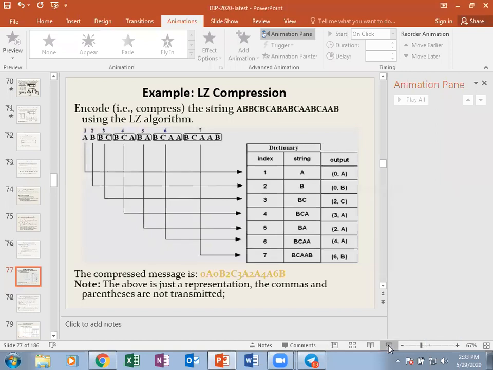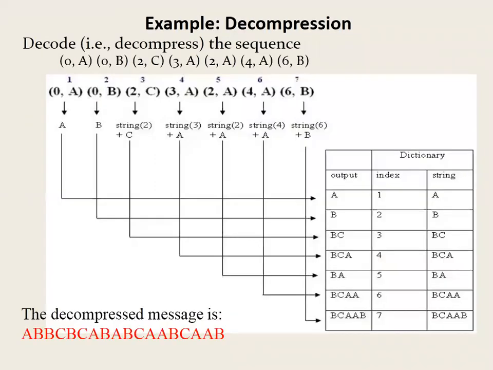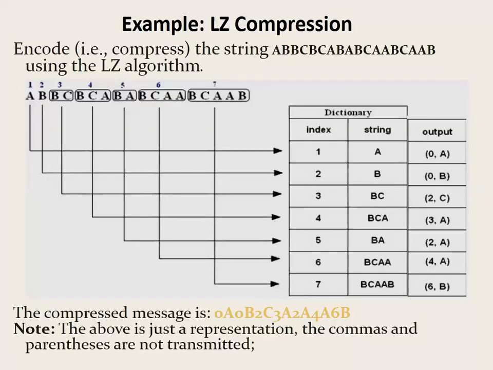So when we are reaching at this point, BCAA is unique because there is no BCAA from index 1 up to 5. So why did we add the last symbol A? Because BCA is already available at index 4. So we have to take 4 with A, the last symbol. 4 is representing the prefix BCA, which is available at index 4.